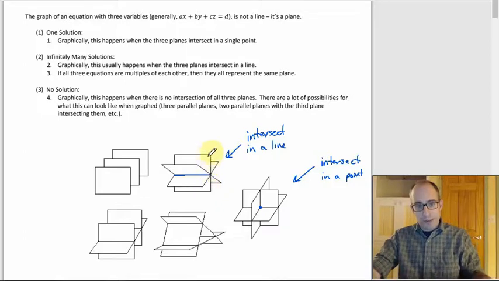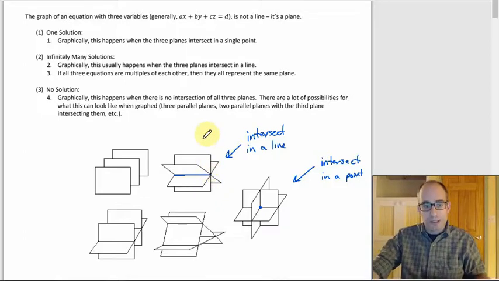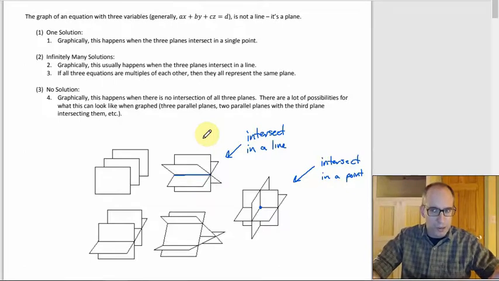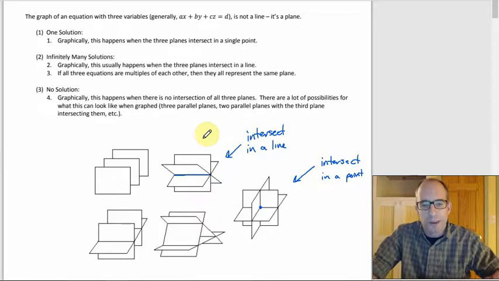So that's another option. Or, and our book brings this up, if you look in our book, this is on the first page of this section, what if all three equations are multiples of each other, then they're all going to be the same plane? That's true, although I don't think that actually comes up in this section anywhere. Like I don't think there are any problems where that's going to happen.